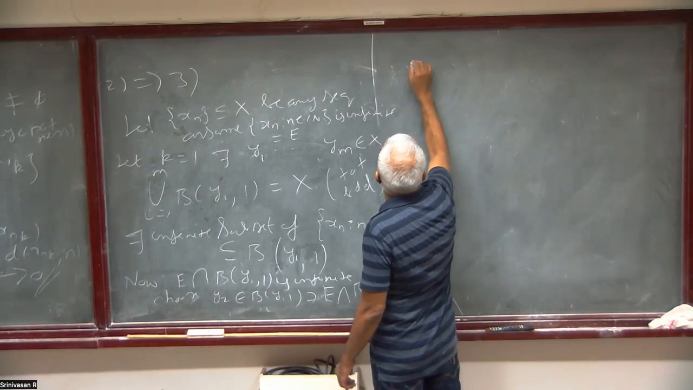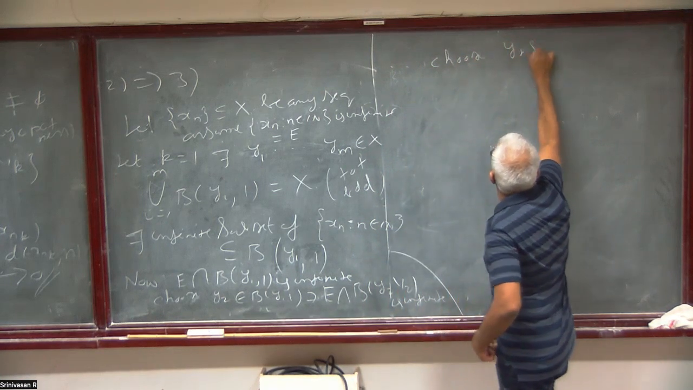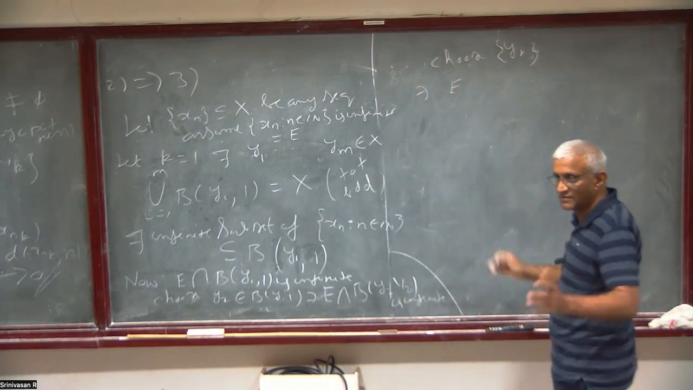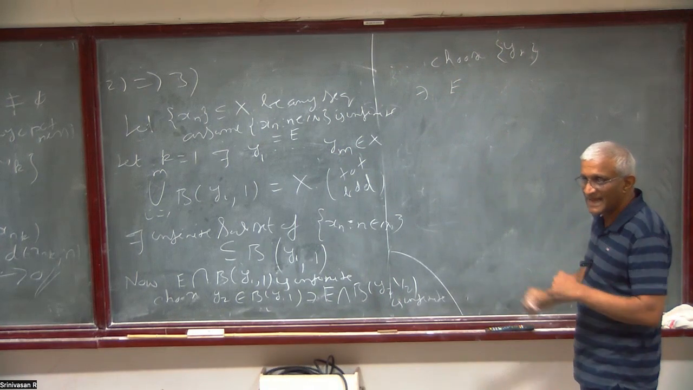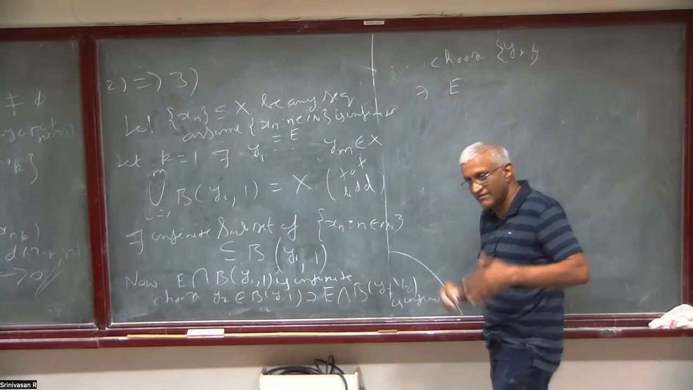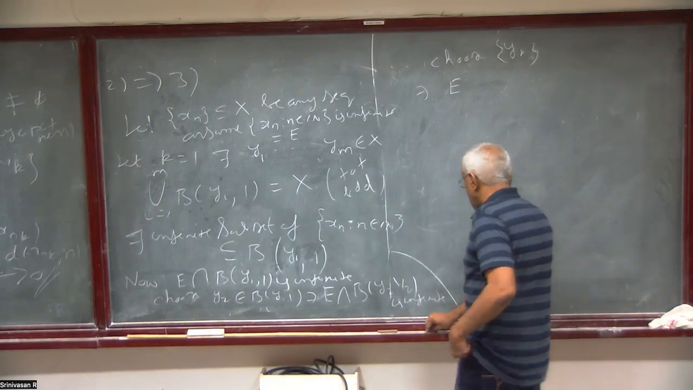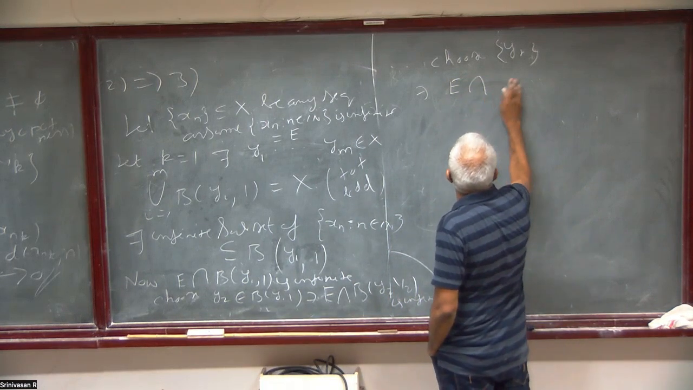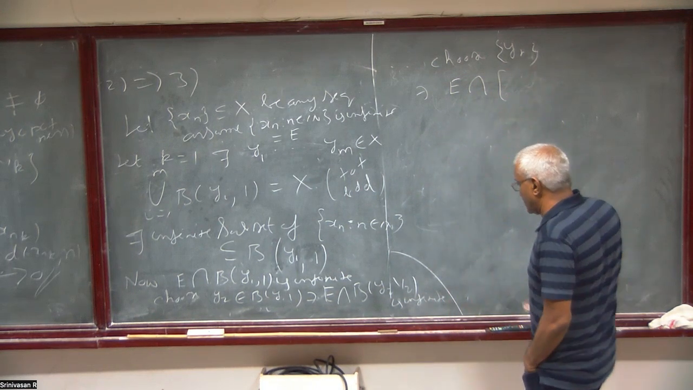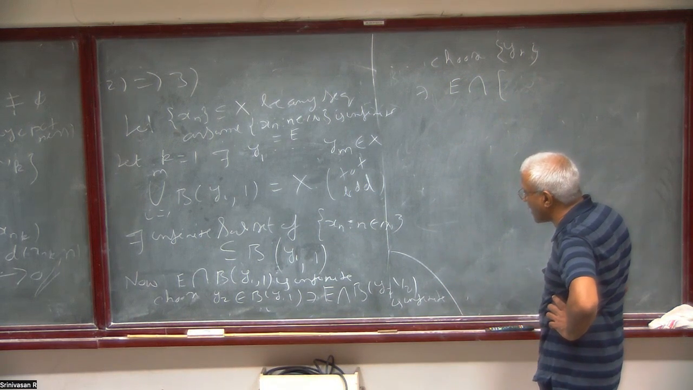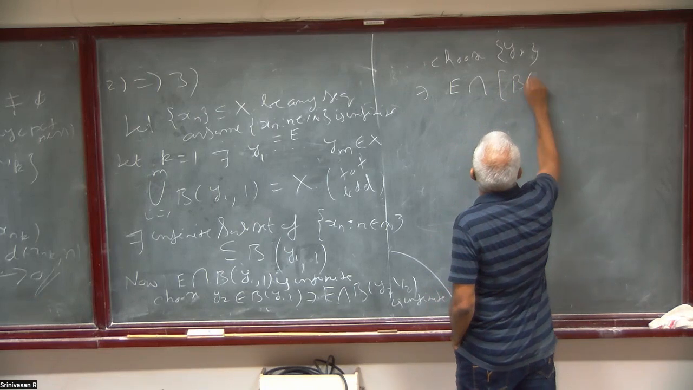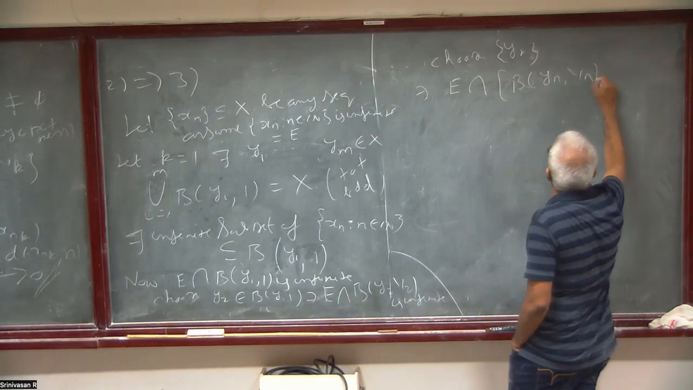Continuing this, choose yn such that E, that sequence set. You can work with any infinite set, but I have to use the argument again. So I'm just taking this set. It's equivalent: if you have any infinite set, you can form an infinite sequence. So such that E intersect with, this is a decreasing sequence, B(yn, 1/n) is infinite.